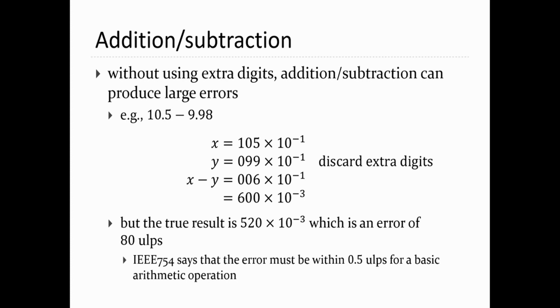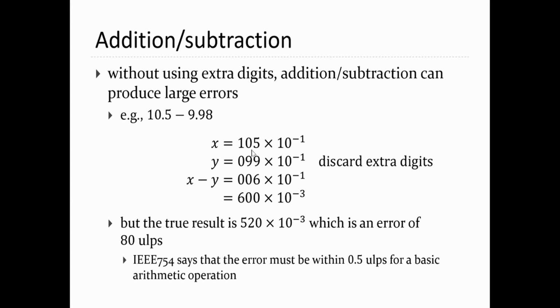Now if you don't use an extra digit in your floating point representation, then when you add and subtract values, you can end up with very large errors. Here's an example, 10.5 minus 9.98. Now that looks like an easy value to calculate. Most of you can probably do it in your head. What happens when you try to do this using our format, where you discard any extra digits that you don't have? I'm going to discard everything to the right of the decimal point.